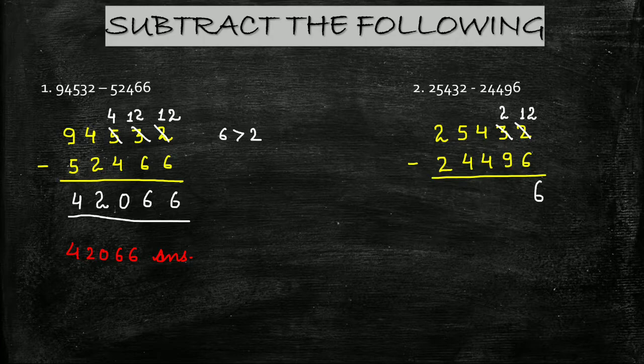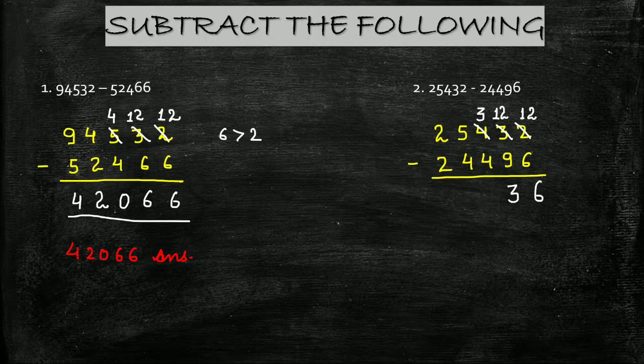Come to the tens column now. We have to subtract 9 tens from 2 tens, which is not possible. So we will borrow 100 from the hundreds column. So 4 hundreds are there. Borrow 100, 3 will be left, and it will be equal to 12 tens. So 12 minus 9 is 3. In the hundreds column, now we have 300s and 400s. We have to subtract 400s from 300s, which is not possible.